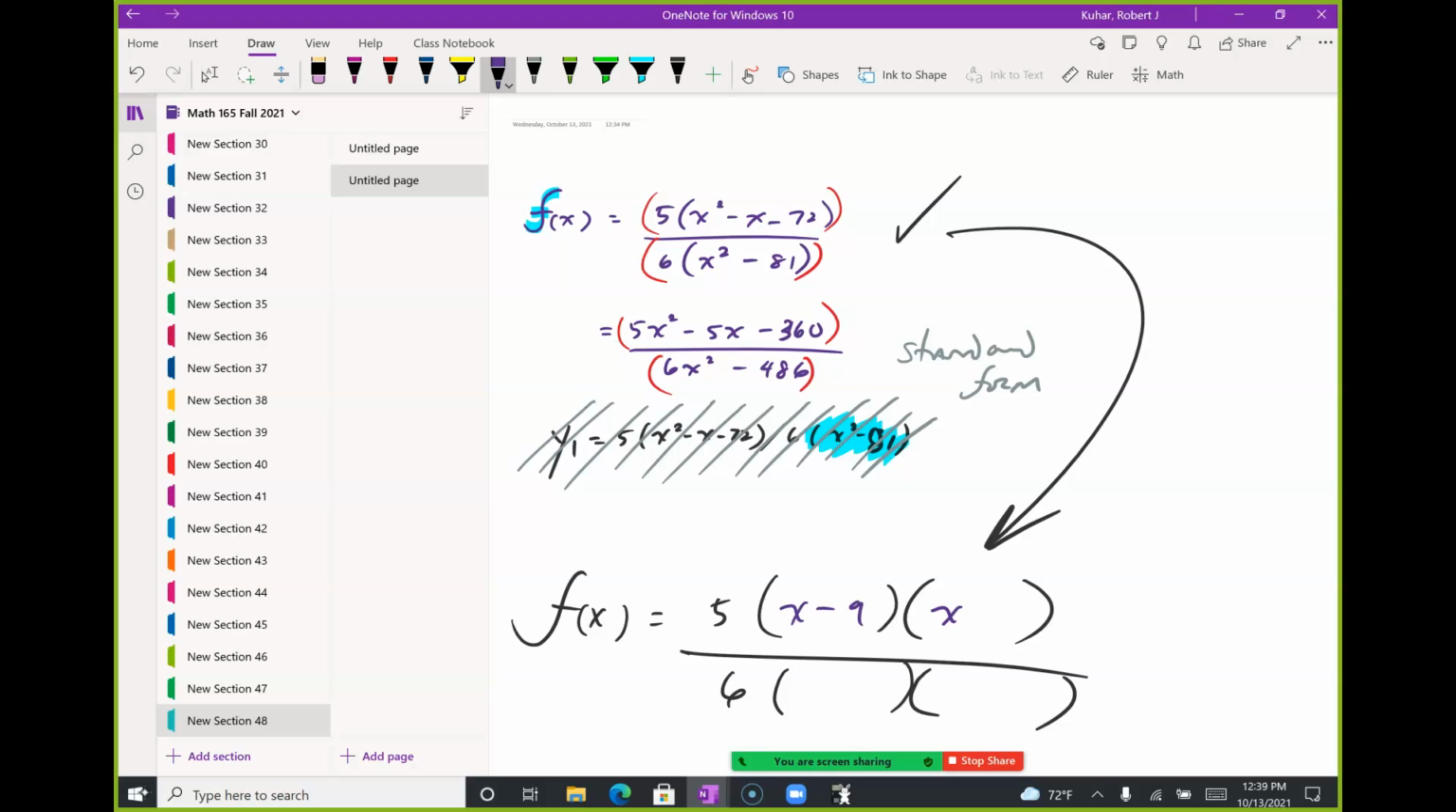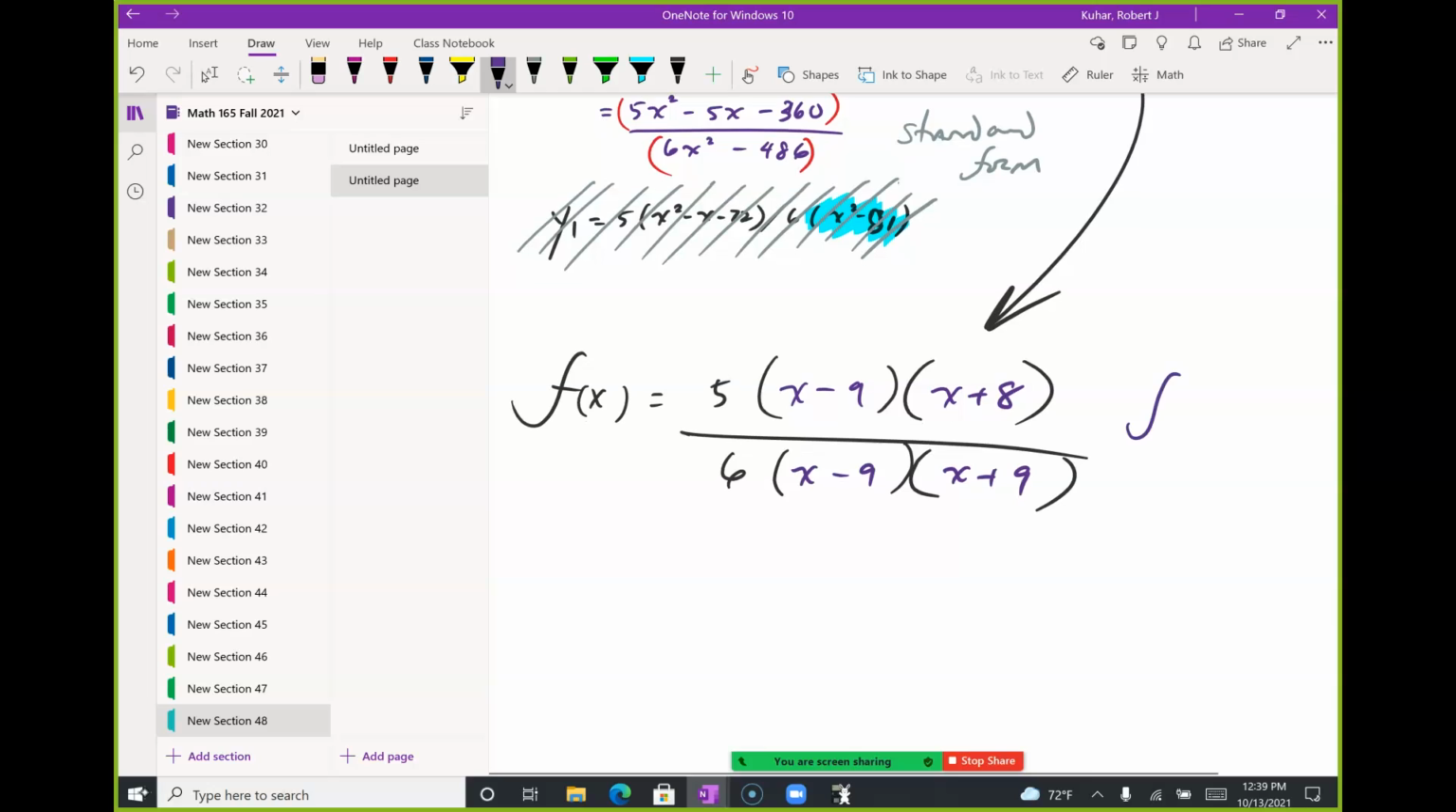Very good. Right, 9 and 8. 9 times 8 is 72. Minus 9 times positive 8 is negative 72. Minus 9 plus 8 is negative 1. I need the coefficient of that middle term, right? What about downstairs? x minus 9, x plus 9, right? So there's my factored form. Everyone okay there?